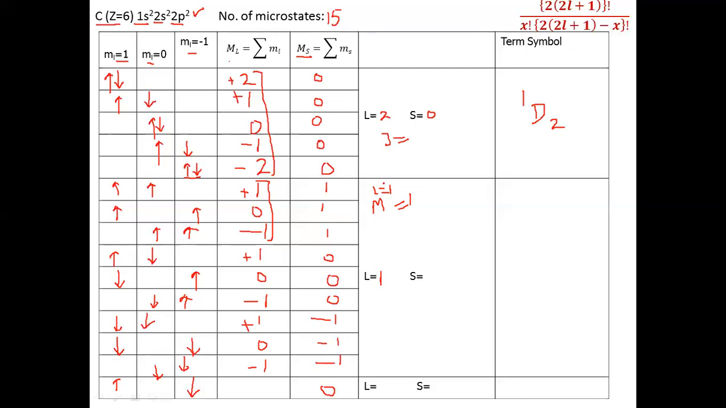Minus L is -1 by difference of 1. So 1 minus 1 is 0, 0 minus 1 is -1. So these three values come from L is equal to 1.